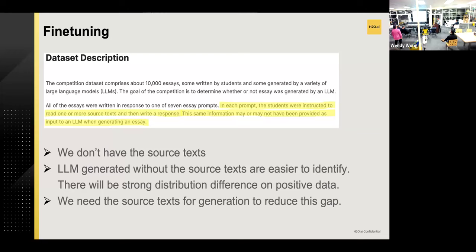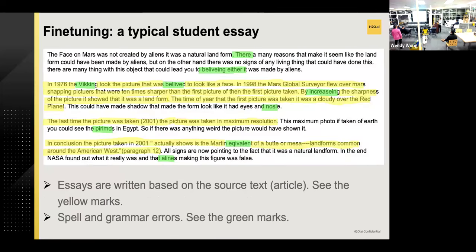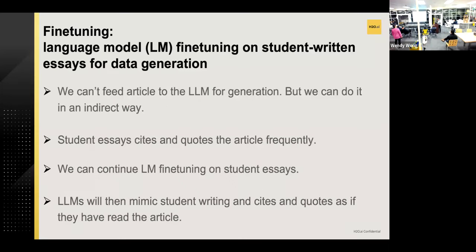So let's see an example of a student essay. In the yellow marks, you can see the original text the students are either citing or quoting. In 1976, the Viking took. So these are the original text, apparently. And we can also see some spelling and grammatical errors marked in green. We don't have access to those articles.